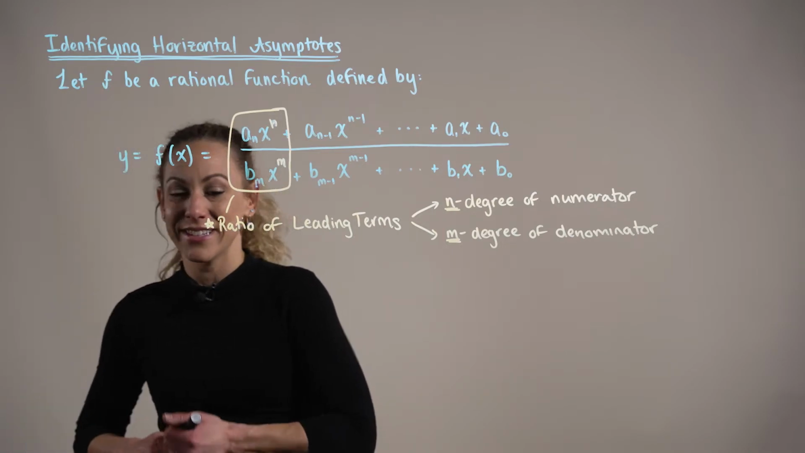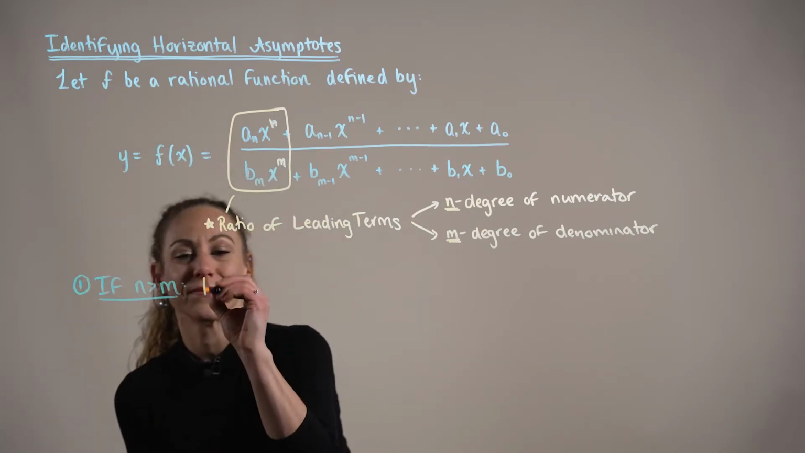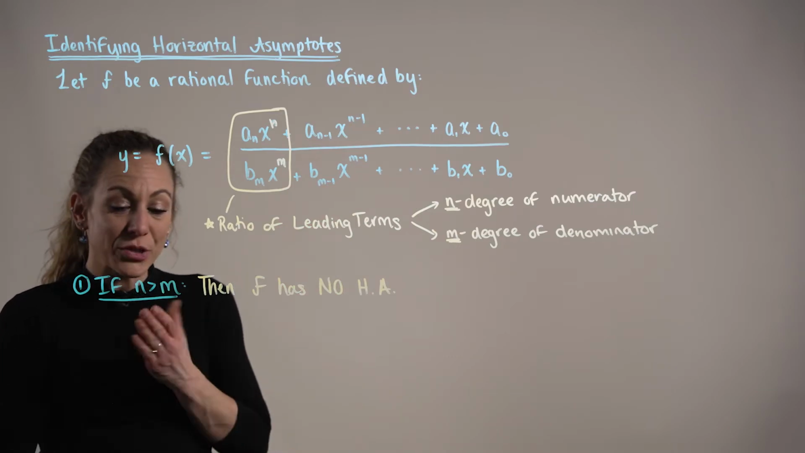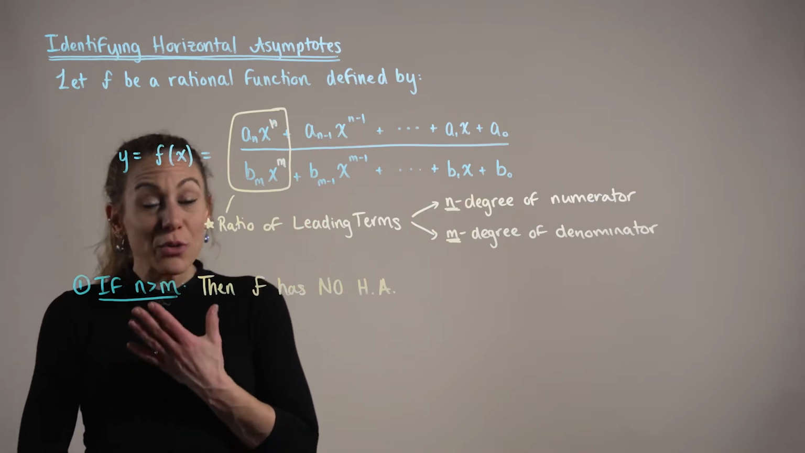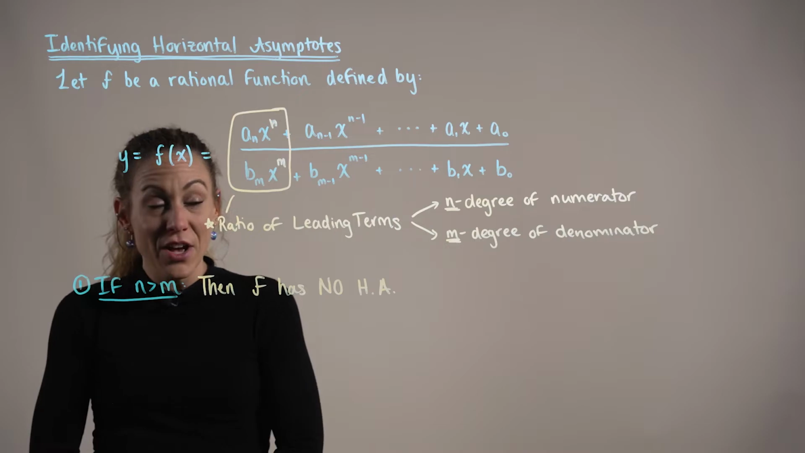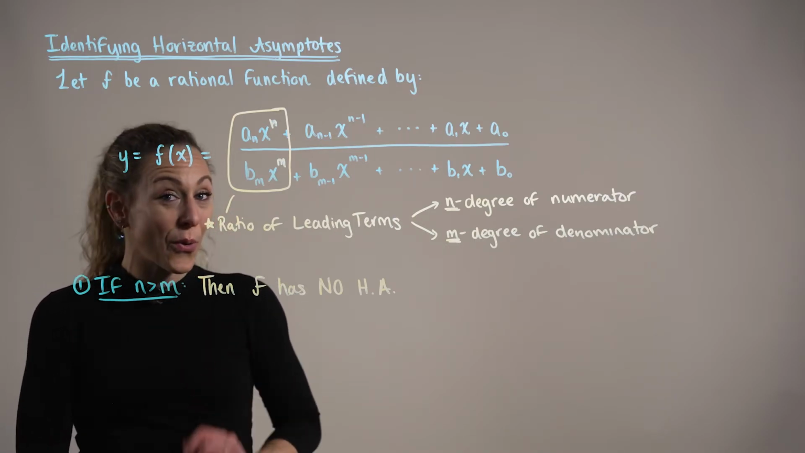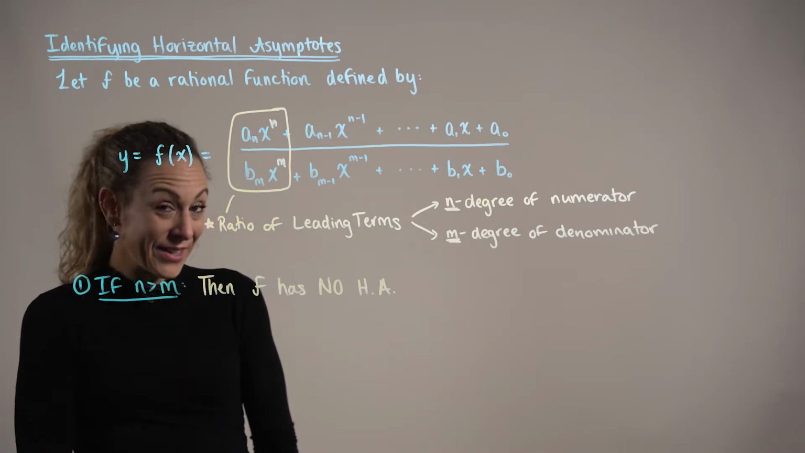So case 1. In case 1, when the degree in the numerator is greater than the degree in the denominator, our rational function has no horizontal asymptote. Now case 2.